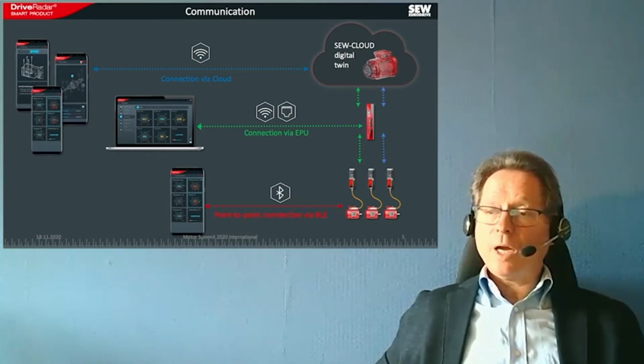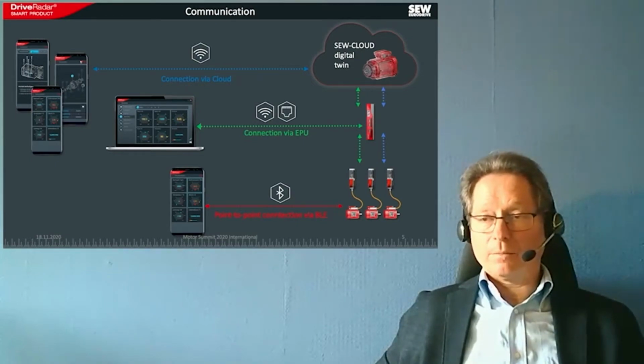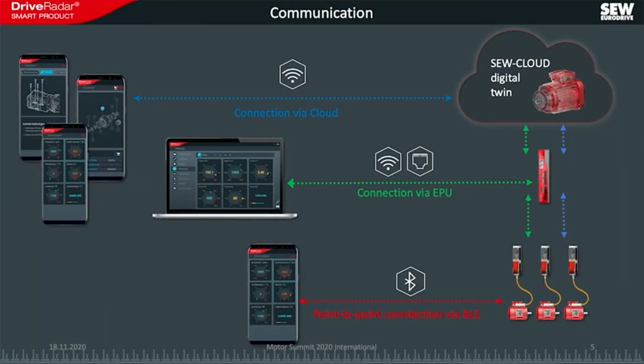So, you have three ways to communicate. The red one, the green one, and the blue one. These are our motors with the frequency inverters you see on the right side. Now the red one. Here you can have a point-to-point connection via Bluetooth to the frequency inverter. You get the data from it and can do some adjustments.